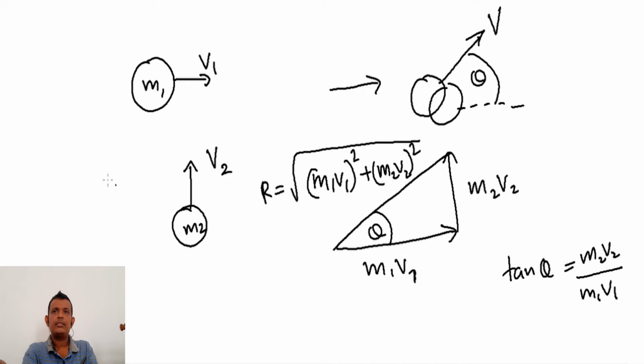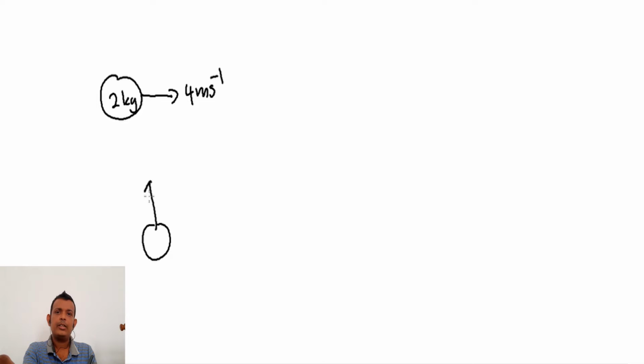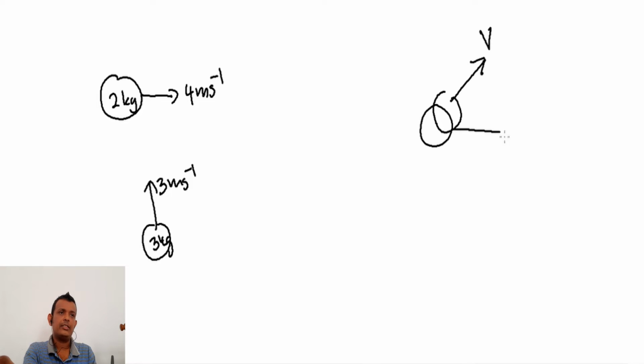Then let's see with real numbers. Think I have a 2 kilogram object moving with 4 meters per second, and it collides with a 3 kilogram object moving with 3 meters per second. Then after that they fuse together and move with velocity v. I want to find the velocity v and the angle theta.